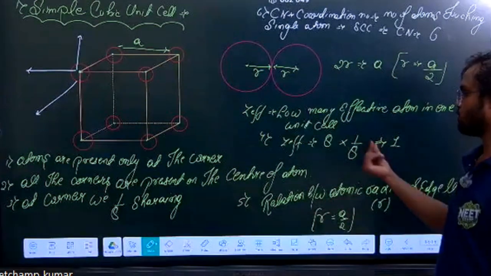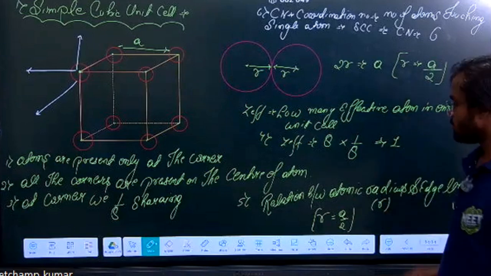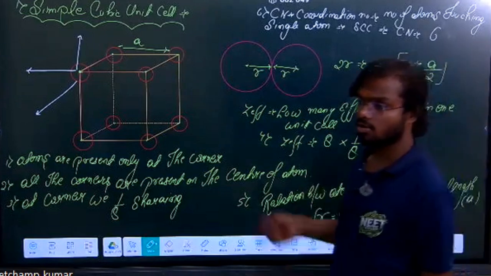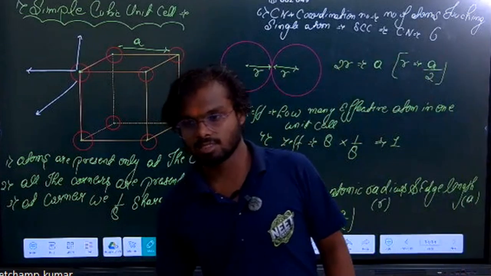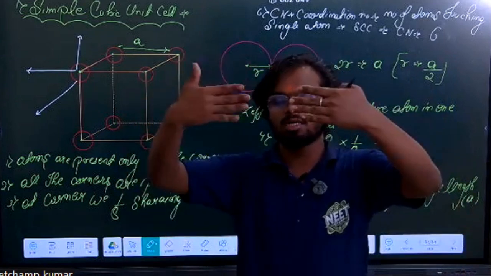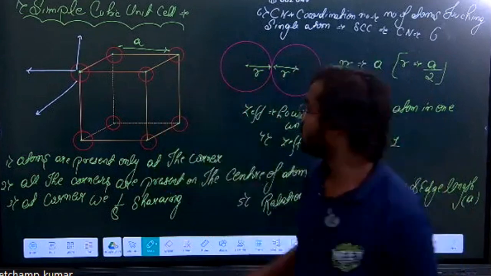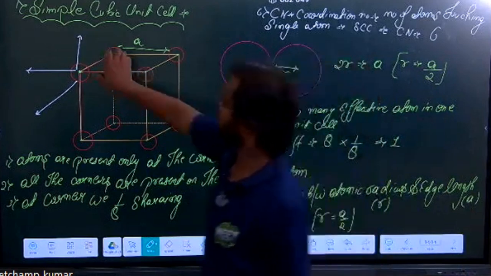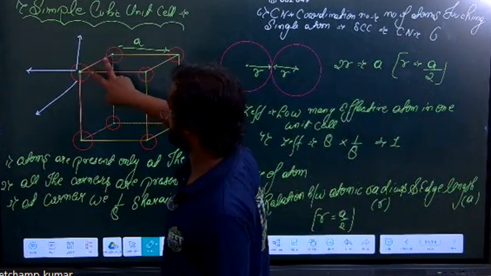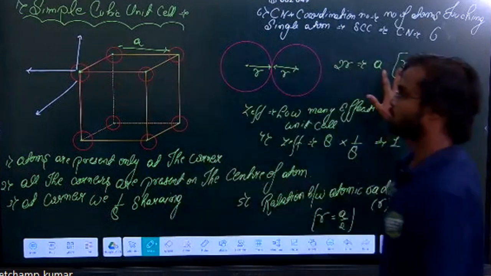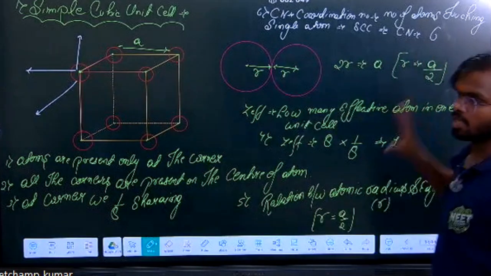That is 1/8. So Z effective will be 1. Second, the relation between the atomic radius and the edge length. As the two atoms are touching at the edges, this distance should be equal to a. So from here we get r is equal to a by 2.